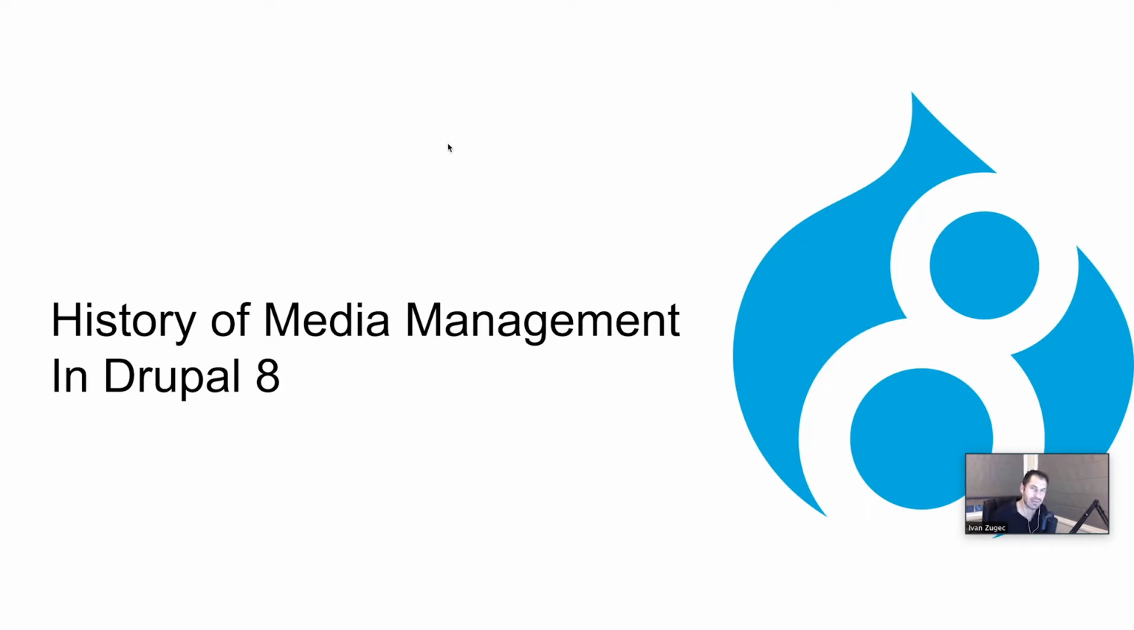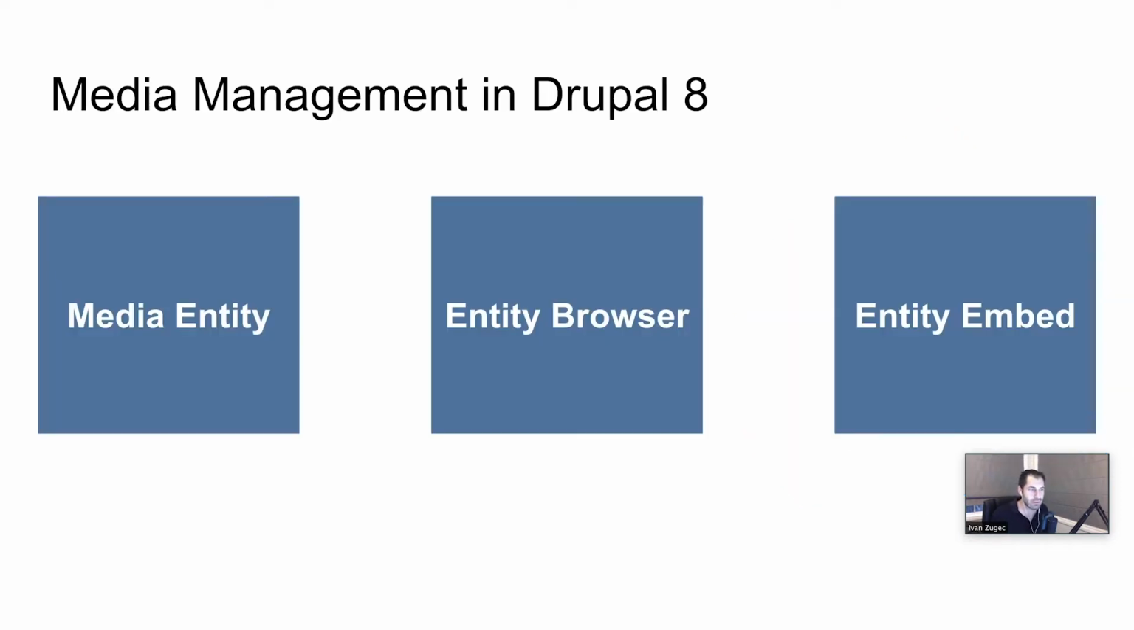Let's talk about the history of media management in Drupal 8. If you've built a Drupal 8 site in the last couple of years, I'm sure you are aware of these three modules: media entity, entity browser, and entity embed. These three modules are the main modules that you would use to create media management functionality, because to me, a CMS needs the three following pieces of functionality, okay? You need to store the asset, you need to browse existing assets, and you need to be able to embed them into the editor.